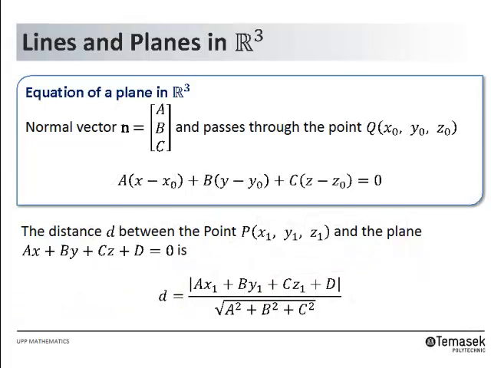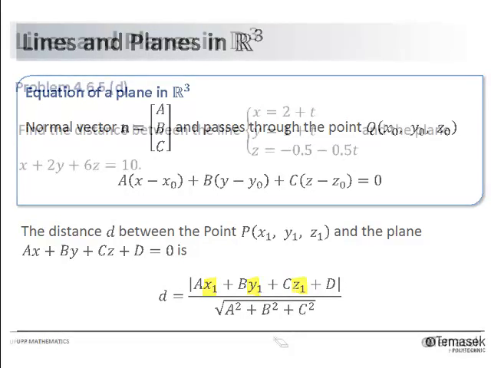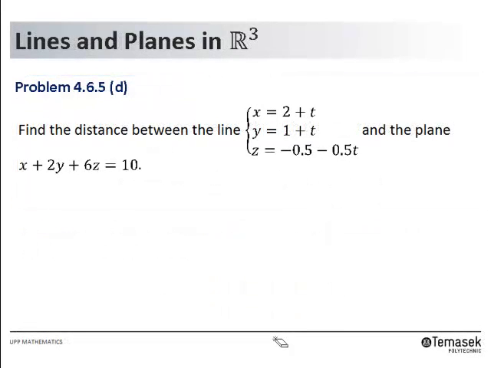The distance formula between a point P outside the plane and the plane ax plus by plus cz plus d equals 0 is given as follows. Note that x1, y1, and z1 are the coordinates of the point P, where the square root of a squared plus b squared plus c squared is the norm of the normal vector n. Let's take a look at problem 4.6.5d. Find the distance between the line and the plane x plus 2y plus 6z equals 10.